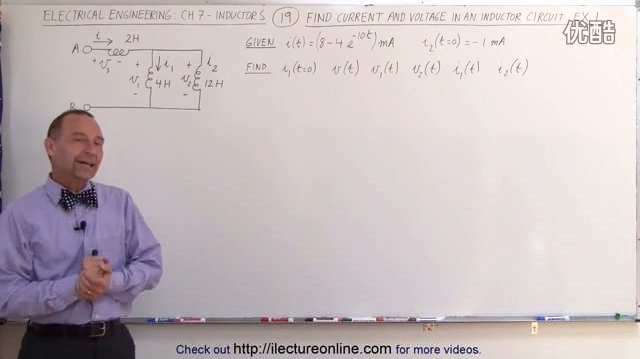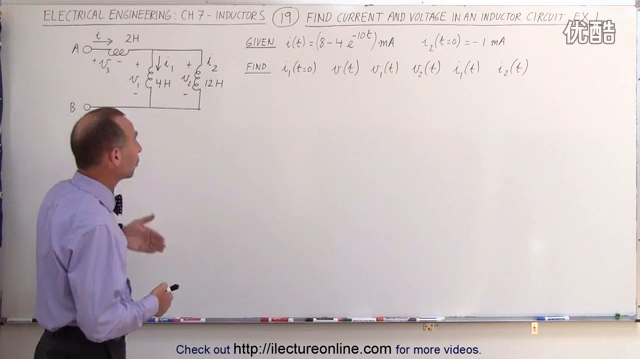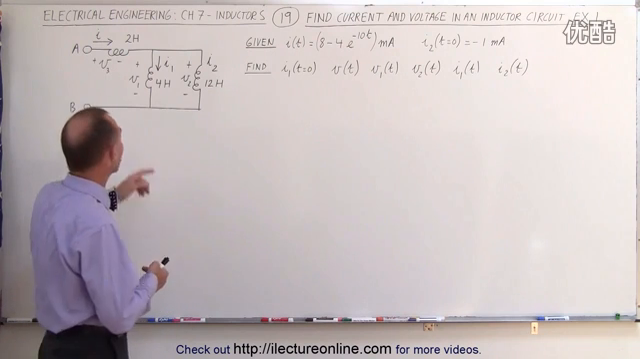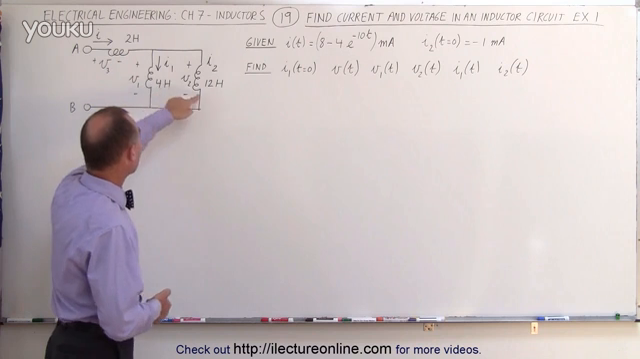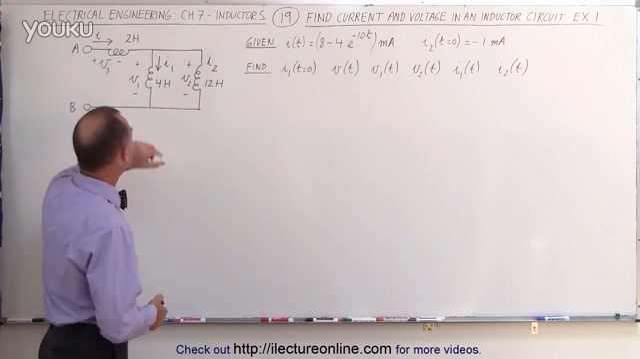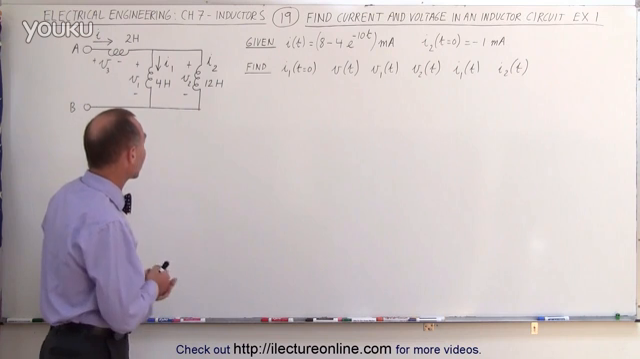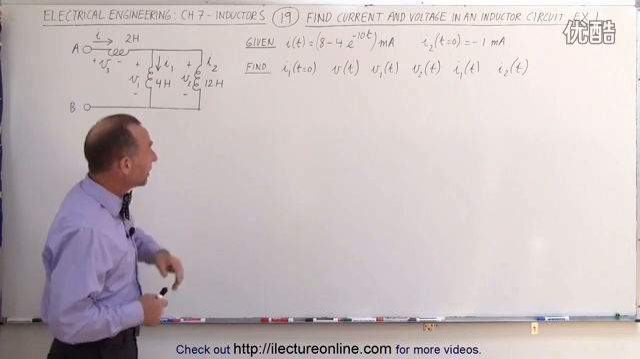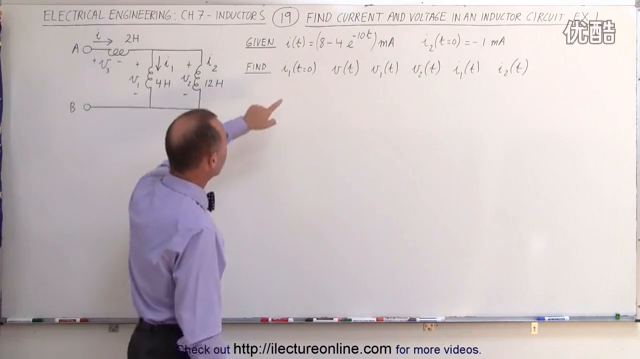Welcome to Electron. Now we're going to try to solve this circuit which has inductors in it. What we mean by solving is we're trying to find the current through the first inductor and the two inductors in parallel here. We're trying to find the voltage across each of the inductors as well as the voltage across the entire circuit.